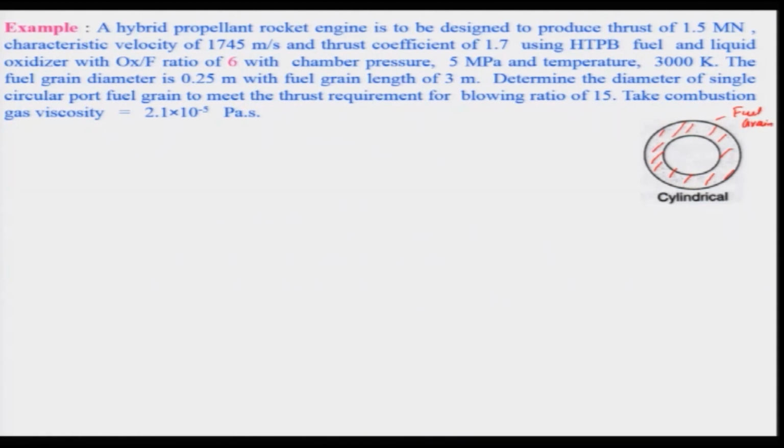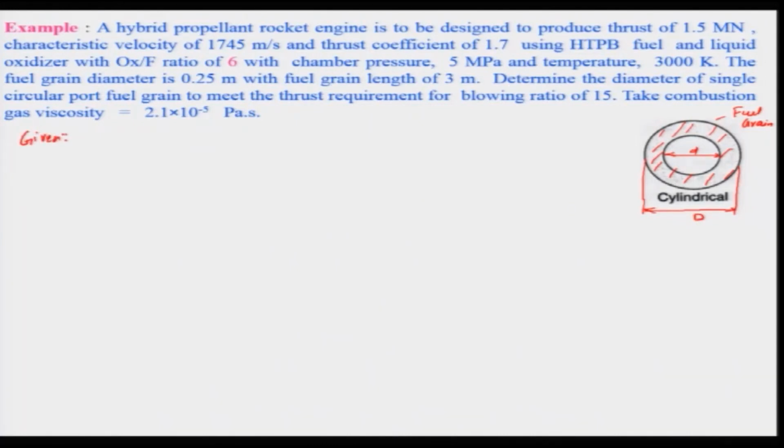And we need to find out basically this circular port diameter. This is the D, and it is already given, this diameter is given as capital D. And let us look at what things are given.